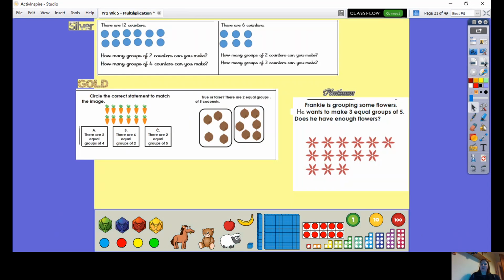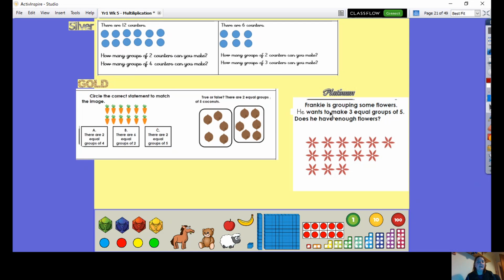Right, so let's have a little look at what your learning is for today. With the silver, you might actually want to get yourself 12 objects and then work out how many groups of 2 counters you can make with 12. How many groups of 4 counters can you make? And then how many groups of 3 counters can you make? And then this one, again, you've got to match the statement, very similar to what we did yesterday. And then looking at this, is this true or false?